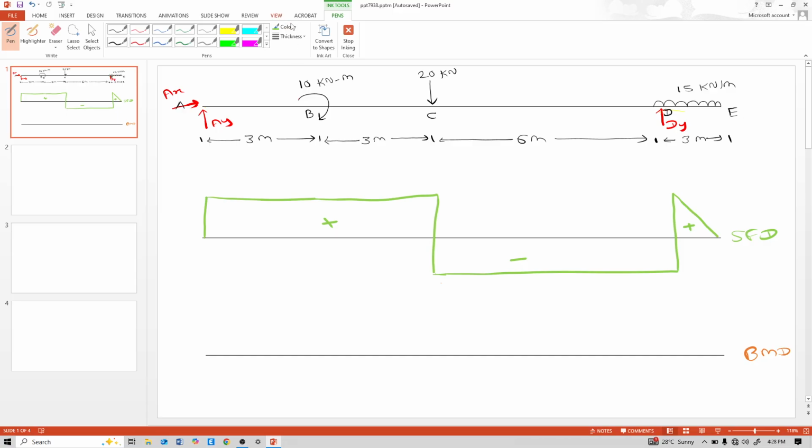Now for the bending moment calculation, before that see the deflection of this beam. This beam deflects like this, due to this 10 kN meter, like this. So between D and E a hogging moment generates, and between A and D a sagging moment generates. Between A and D the deflection is like this, that means sagging moment, and between D and E the deflection is like this, that means hogging bending moment.